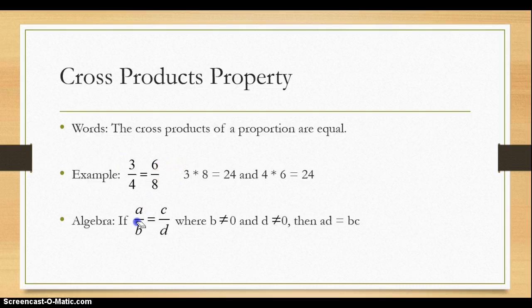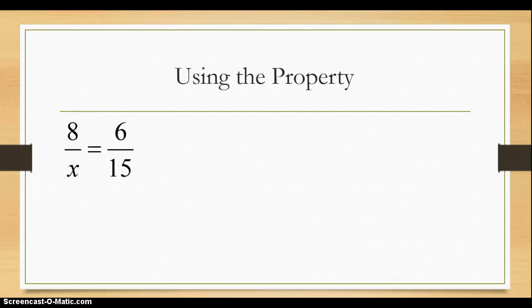In algebra, I thought this should probably go first, actually. But anyways, the algebra: if A over B equals C over D, where B is not 0 and D is not 0, they cannot equal 0, then AD and BC are equal to each other. So that's the algebra, the variable talk with the A over B and the C over D.